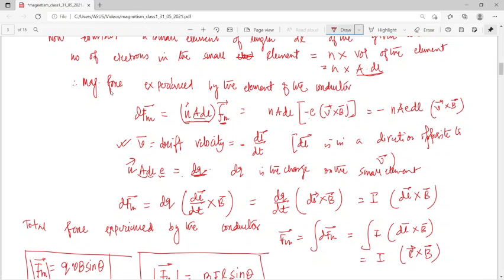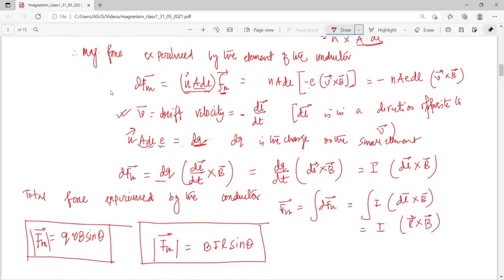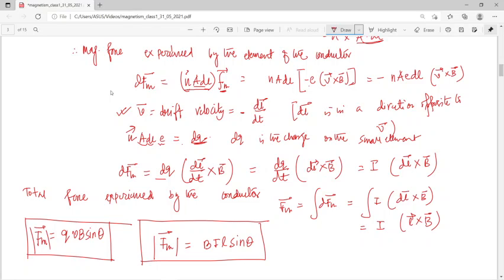So df can be written as dq, and in place of v I have put dl with respect to dt, and this is B. Now if I bring dt outside, it is dq with respect to dt times dl cross B, and dq with respect to dt is nothing but current. So we can write current I multiplied by dl cross B. If we integrate it, the integration is upon dl, which gives l cross B. This is the total force experienced by the conductor. That means we can write the force as qvB sin theta, as well as BIl sin theta.